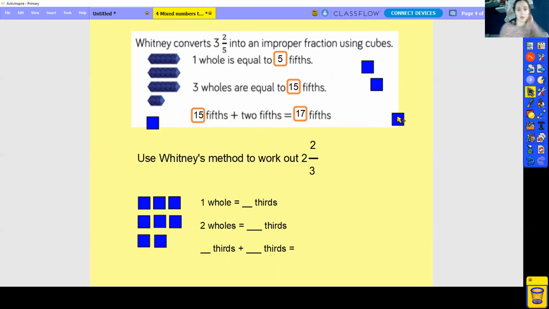So now you're going to have a go at working out the second one using Whitney's method. So you can do the same thing, but for 2 2/3. So it's out of thirds. Okay, so look at the denominator to tell you how many it's out of, and then have a go at doing that question. So if you could pause the video now and have a go at using Whitney's method for yourself. Off you go.